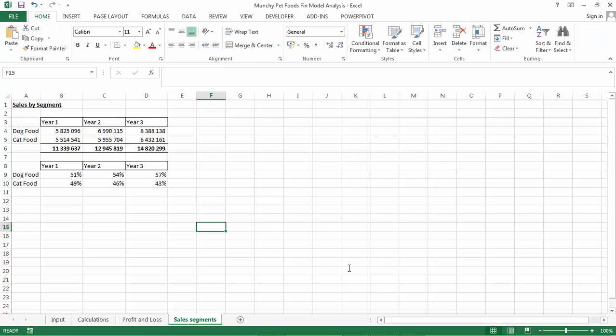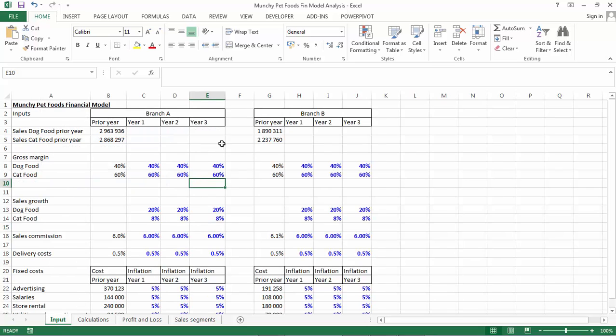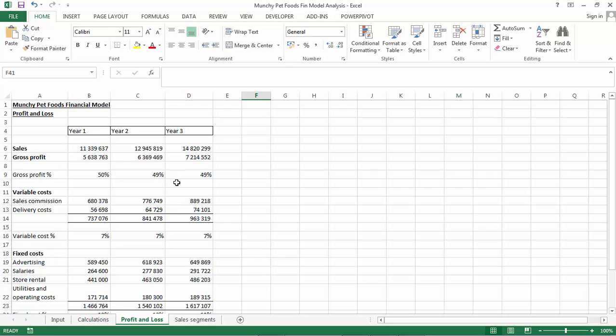So let's change the sales growth of dog food to 20% per annum and leave cat food at 8%. And then let's look at the results. So first thing we notice is that gross profit is decreasing from year 1 to year 3.